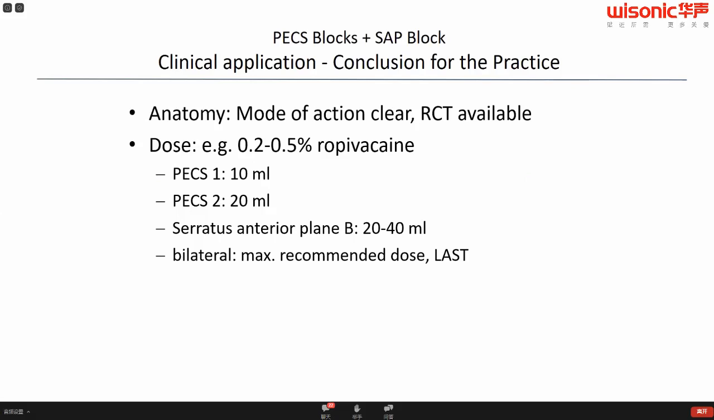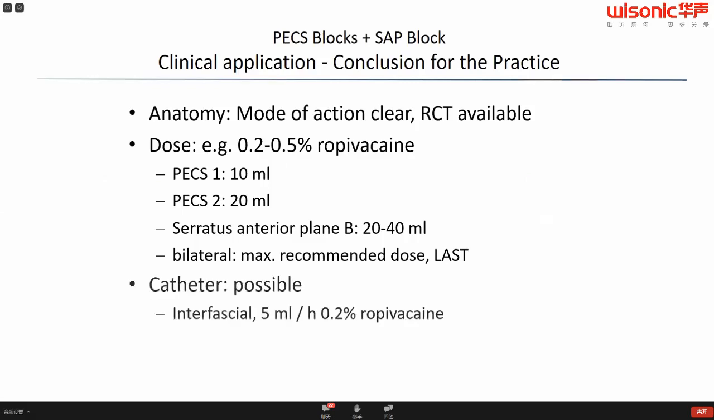If you perform bilateral blocks, you should not exceed the recommended maximum dose of local anesthetics, otherwise LAST can be a problem. Catheter insertion is possible. If you insert a catheter, you can use a continuous rate of infusion of 0.2% ropivacaine at 5 ml per hour. Probably a continuous infusion is not so effective as an intermittent bolus. This applies for all kinds of truncal blocks. An intermittent injection of a higher bolus of local anesthetic is probably more effective than a continuous infusion or a patient-controlled infusion mode.